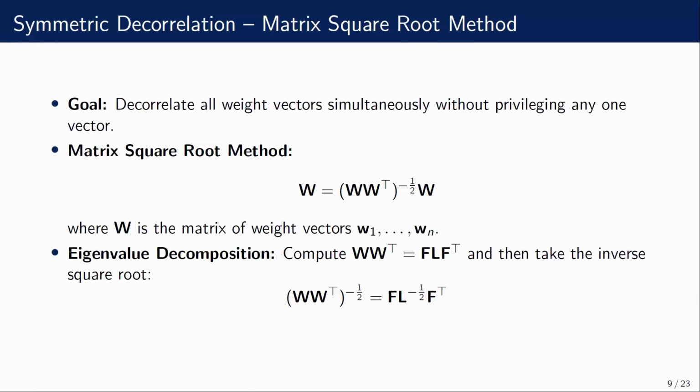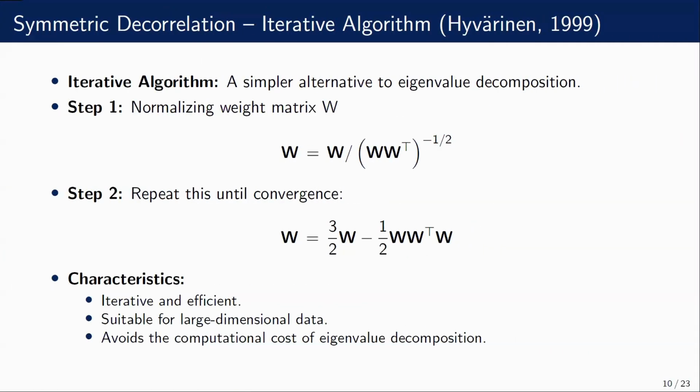If we want to perform even more efficient orthogonalization, we can decorrelate all the components at once. This is called symmetric decorrelation. One way to do this is with something called the matrix square root method. Sounds fancy, but it just means we are adjusting the weight matrix to keep all components independent together. It uses eigenvalue decomposition.